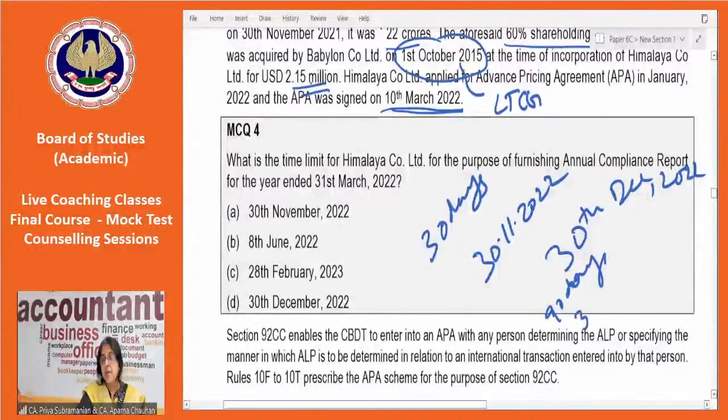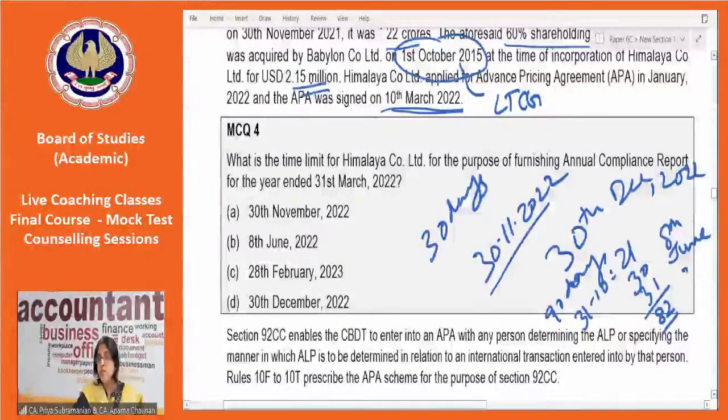So you will have 31 minus 10, 21 days here, plus 30 days in April, 31 days in May, it comes to 82 days. So 8 more days, 8th June. So it's the later of these 2 dates. It's either 8th June 2022 or 30/11/2022, later of the 2 dates. So later will be 30th December 2022. You have to file the annual compliance report. This is the APA scheme, as per the APA scheme, in Rule 10K.